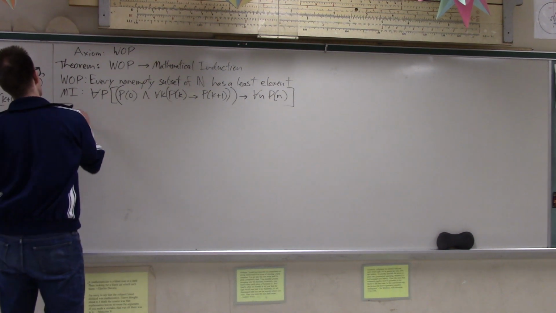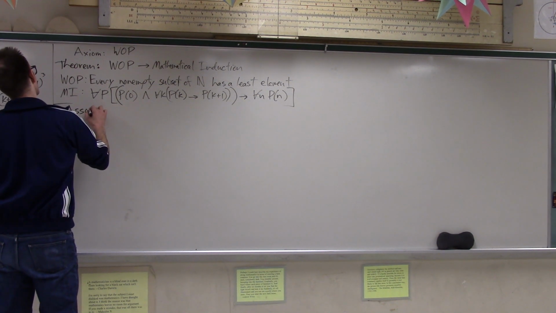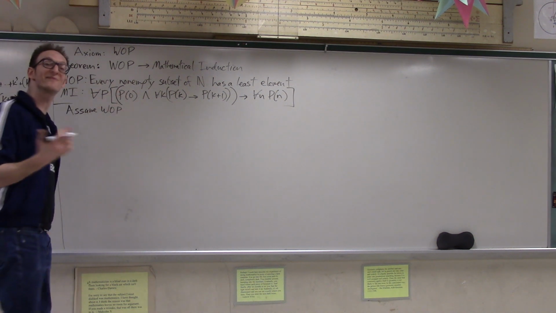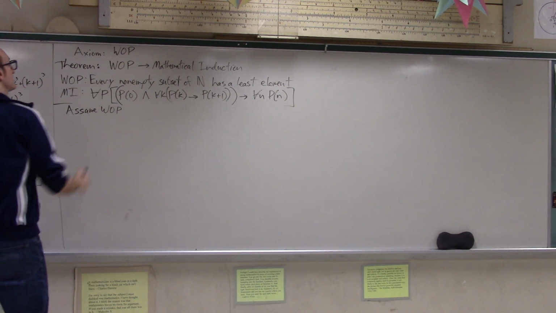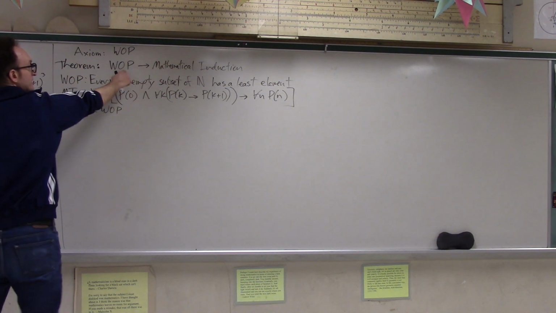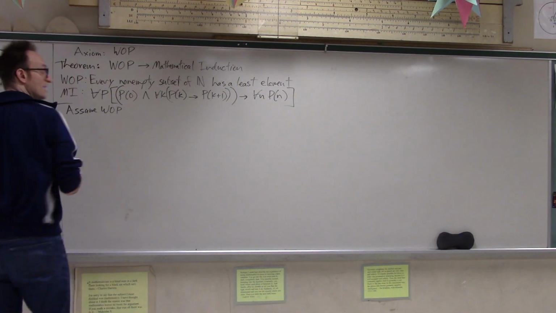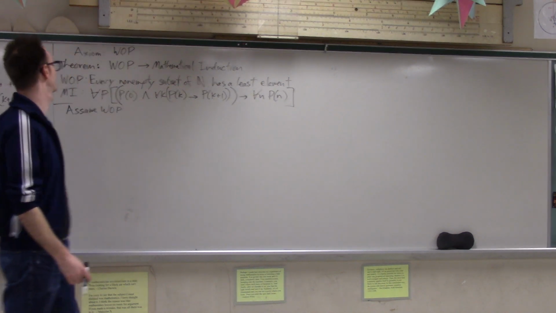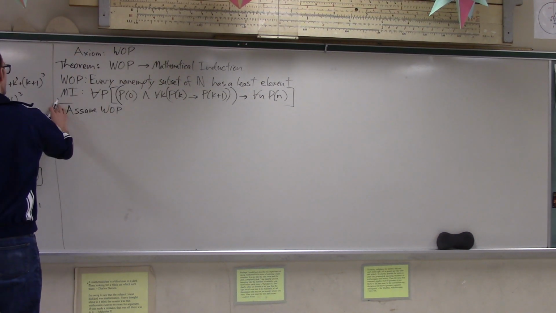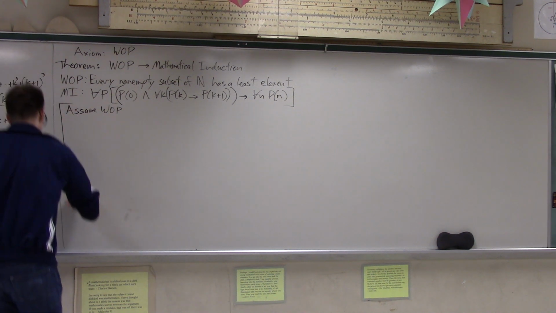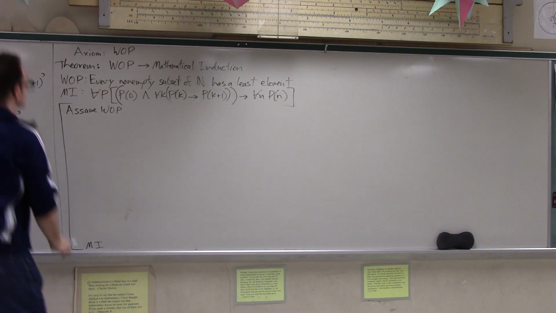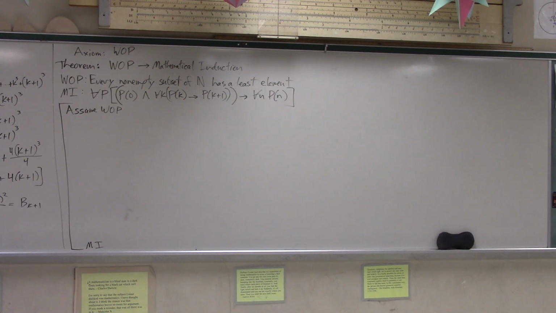Good. So, assume the WOP. Assume the well-ordering principle. You could argue that we just have assumed it as an axiom in this class, but I'm trying to show that this in fact implies this. And vice versa also. We will later show that from mathematical induction you can prove the WOP. So if we're going to assume the WOP, and way down here we are going to just have mathematical induction. So the very property of mathematical induction is itself being proved here.